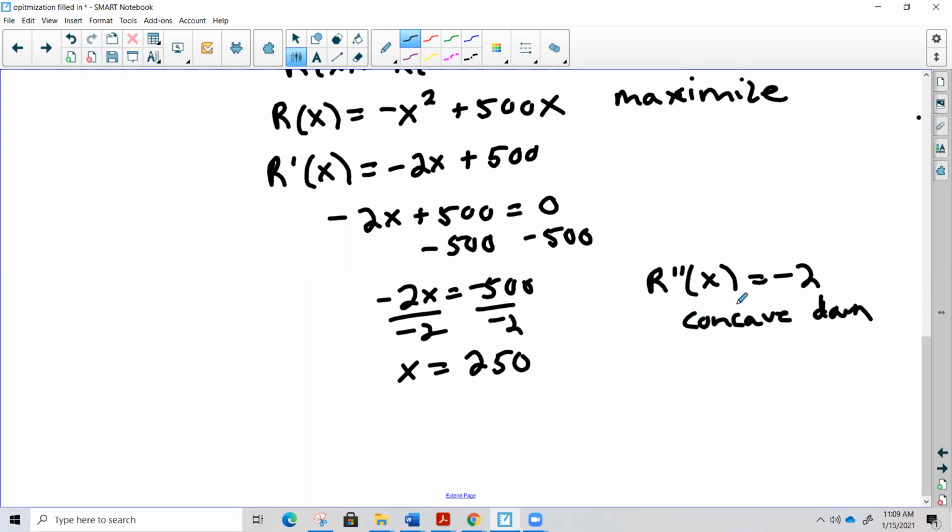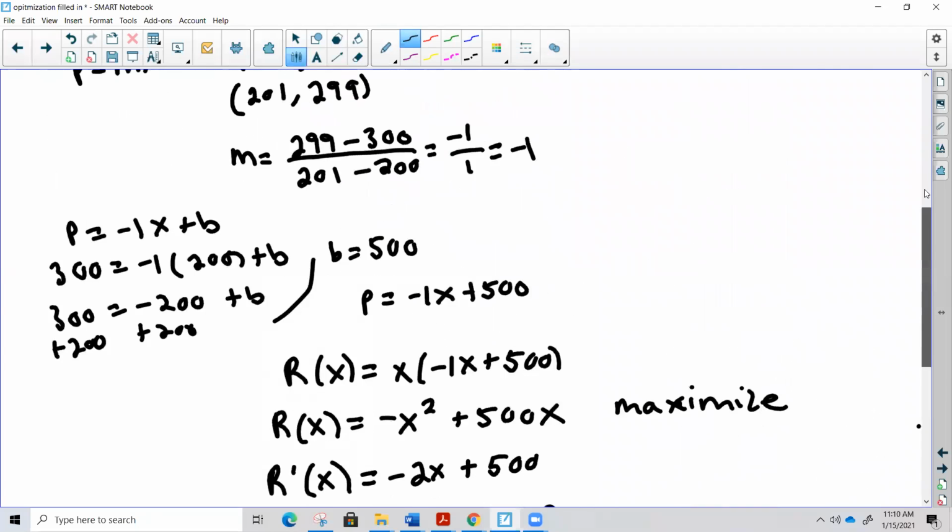And anytime my second derivative is negative, that means at that x value, or I mean, at any x value that we plug in, pretty much, my function is concave down. So it's always concave down for this case because I get a constant. And anytime it's concave down, the critical point is a max. So x equals 250 is a max. Okay, it's only at the critical point that we have a max when it's concave down. That's an important point.